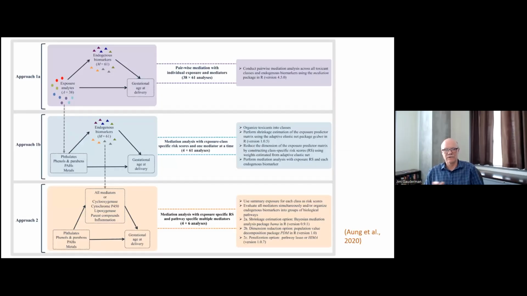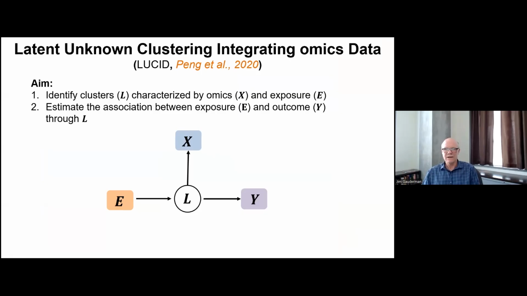And they come up with a really nice way to think about going through this, either looking at all possible pairs of 38 exposure analytes and 61 biomarkers, or doing some upfront dimension reduction on the exposure side to come up with 4 layers here, and then doing the 4 times 61 analysis, or doing dimension reduction also on both layers, and then narrowing it down to only 24 analyses. So they have some nice results there, and a nice discussion about what's gained and what's lost with each of those layers. And again, that's doing it in stages, step 1, step 2, dimension reduction, and going forward.